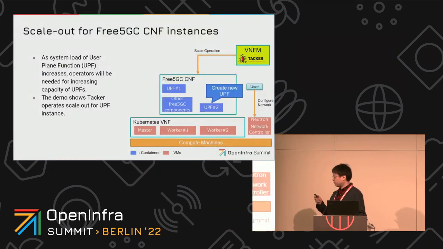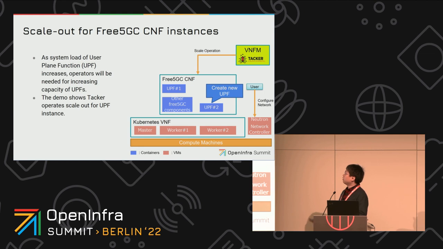Okay, the next is scale out of 5GC CNF instances. Suppose that the system load of the user plane function, the UPF, increases, so operators will be needed for increasing the capacity of the UPF itself. So in the demo scenario, we will show that Tacker operates the scale out for the UPF instance in the same manner I showed in the previous step.